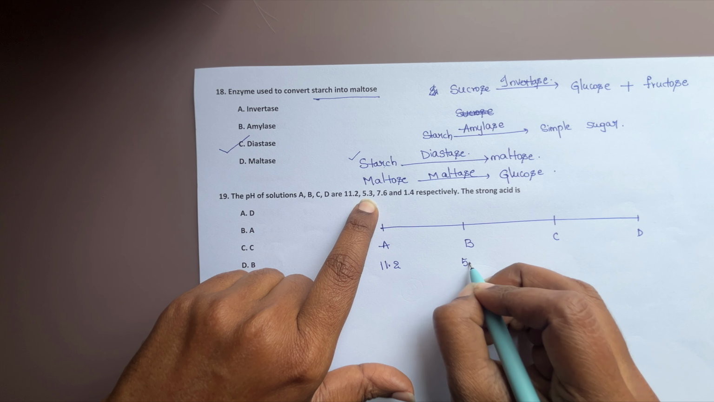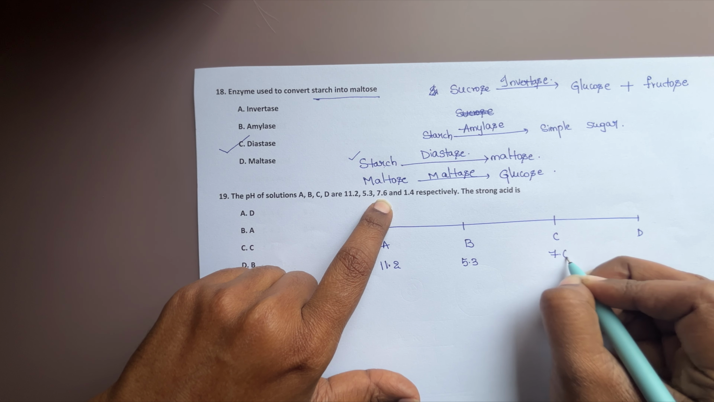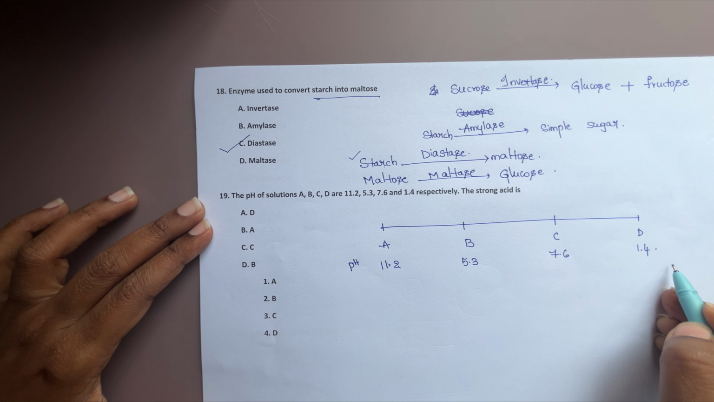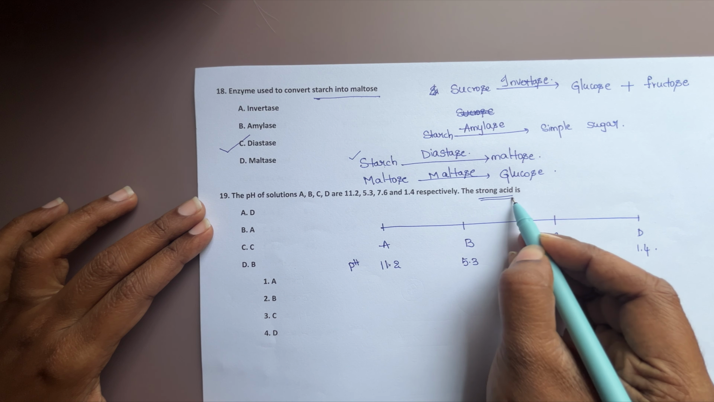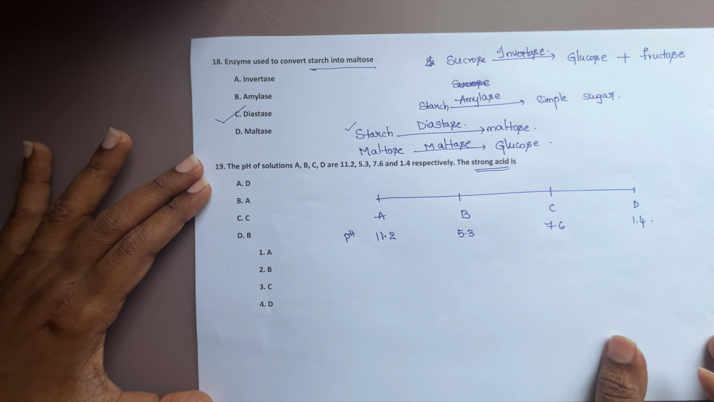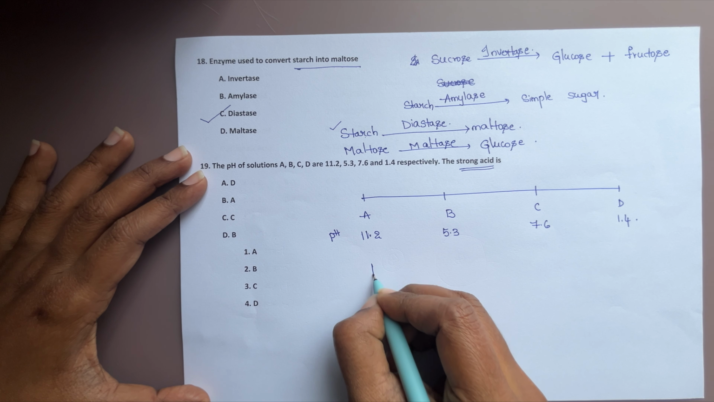B is 5.3. C is 7.6. D is 1.4. These are the pH values of solutions. They are asking what is strong acid. Among all these things, what is strong acid? Before going to know this, we need to know what is pH scale.